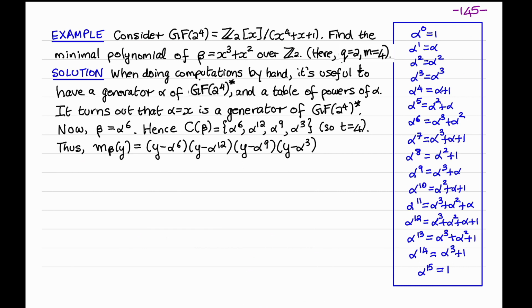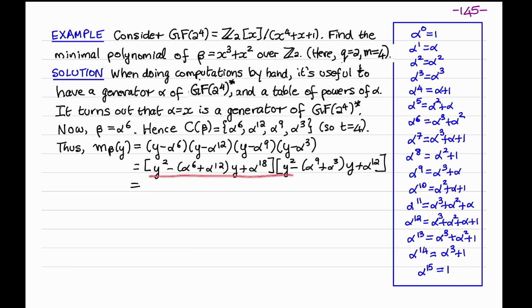By our previous theorem, the minimal polynomial of beta over GF2 is given by this degree 4 polynomial, whose roots are the conjugates of beta. I'll first multiply the first and second linear factors together, and then the third and fourth linear factors together. I get this product of quadratic polynomials. To simplify the quadratic polynomials, I'll use the table of powers of alpha to simplify alpha 6 plus alpha 12 and alpha 9 plus alpha 3.